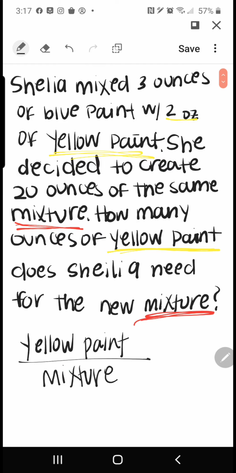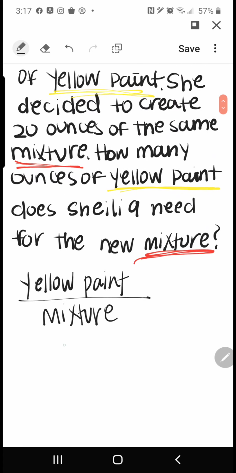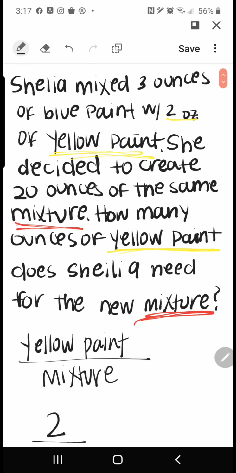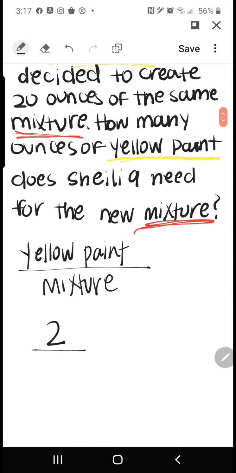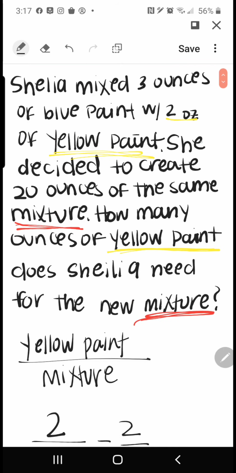So the first thing we have to do is use what's given. So it says that she mixed 3 ounces of blue paint with 2 ounces of yellow paint. So 2 will represent the yellow paint. And again, the total mixture will be the blue paint and the yellow paint. So that's going to be 2 plus 3, right? And that's going to equal 5. So we know it's given that 2 out of 5 ounces will be yellow. And she used a total of 5 ounces.